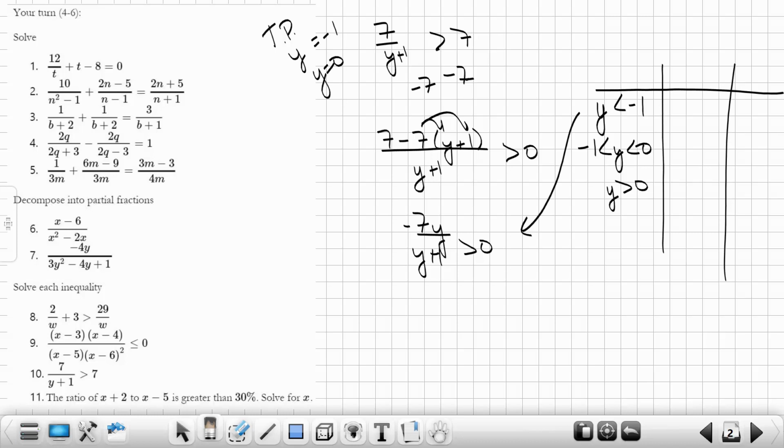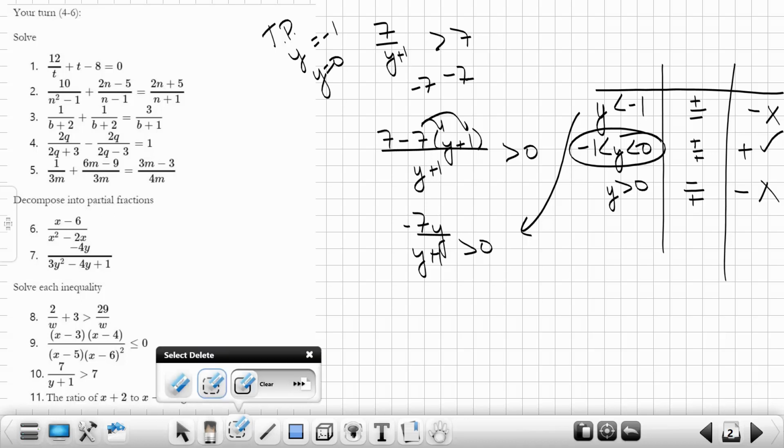So when y is less than negative 1, I'm going to get a positive over a negative, which is negative. I want values greater than 0, so this one doesn't work. Between negative 1 and 0, I get a positive over a positive, which is positive. That'll work. Greater than 0, I get a negative over a positive, which is negative. That doesn't work. So my answer is y is between negative 1 and 0.